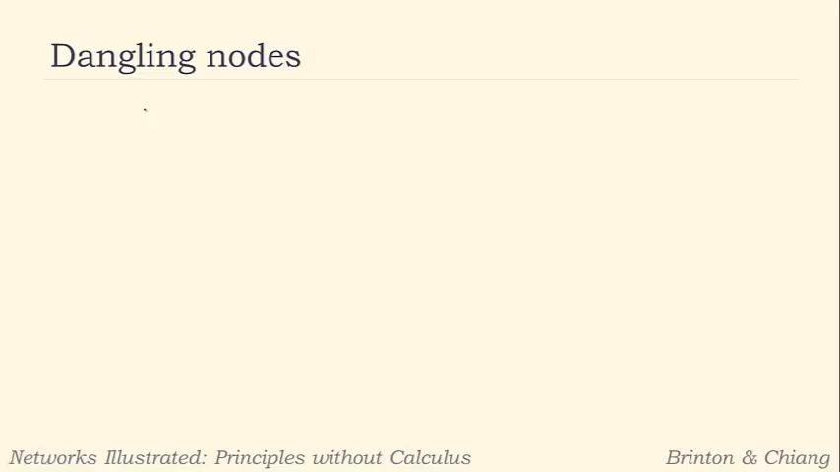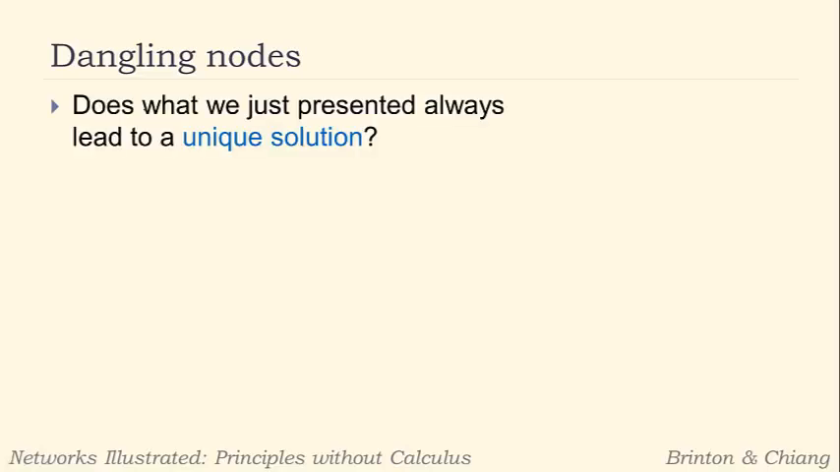So now we've illustrated a PageRank calculation. But here's the next question. Does the method we just presented always lead to a unique solution? And the answer is not quite yet. There are some modifications that we have to make in order to be guaranteed that we don't have either no solutions or multiple solutions, each of which isn't good because then there's no single consensus that we can come up with.